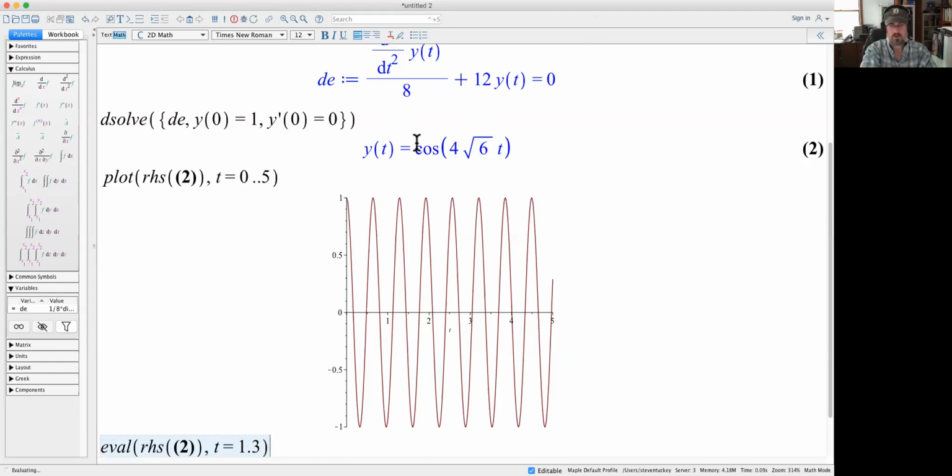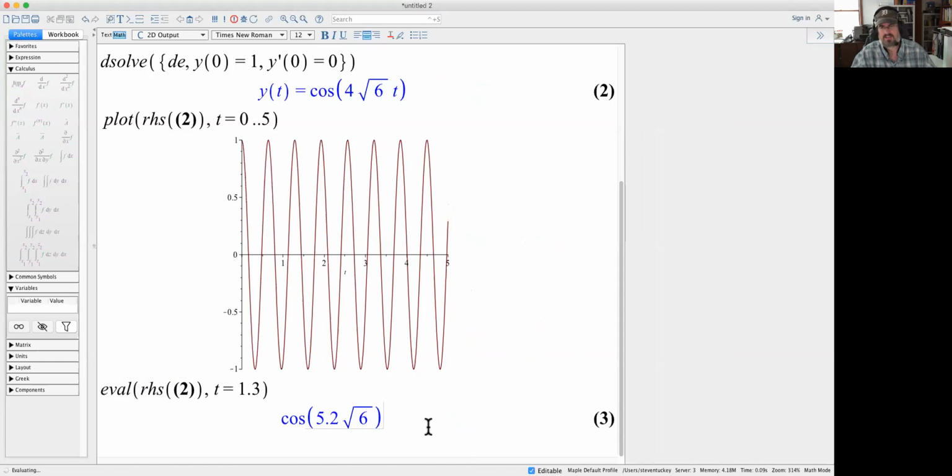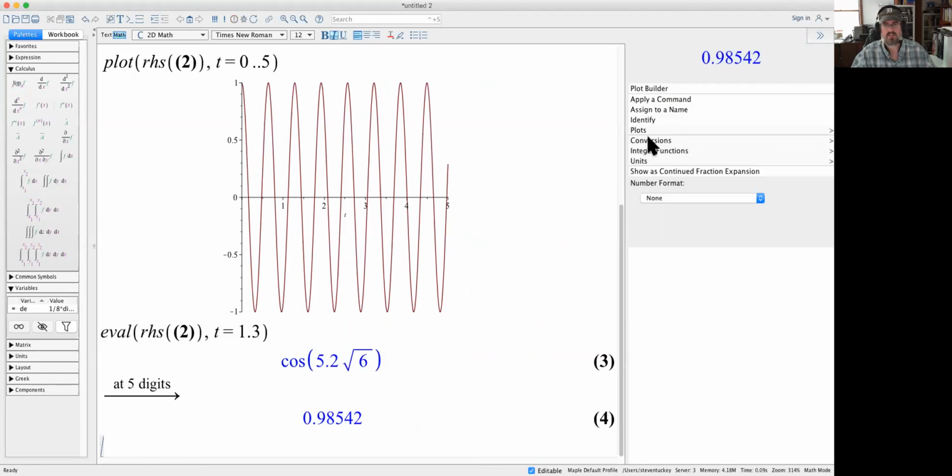So that should work. And Maple gives me, because it's very obliging, the exact answer, cosine of 5.2 times the square root of 6, right? But I want to know what that is out to a certain number of decimal places, and so I can convert this output off to the side here on the context panel. You can say, hey, Maple, approximate out to like 5 decimal places. And so Maple says, oh, okay, 0.98542.